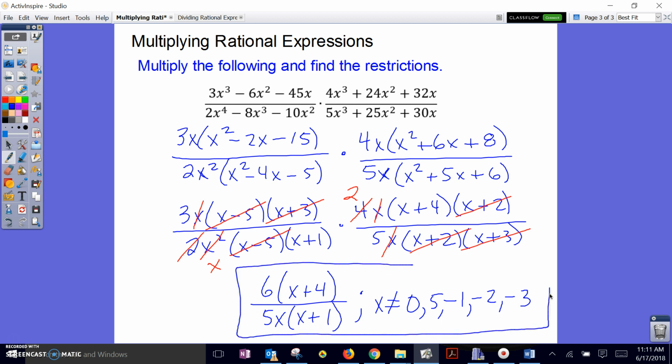That was a pretty challenging multiplication problem. But if we follow through with our steps and take it nice and easy and step by step, we can make it a lot simpler on ourselves. Alright, that concludes our video on multiplying rational expressions.